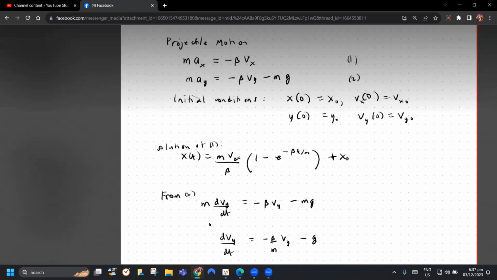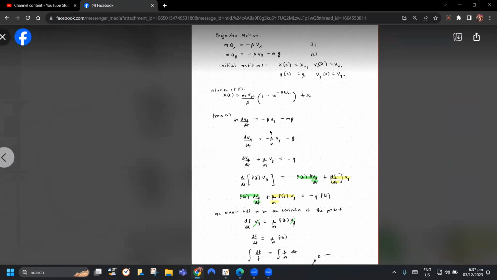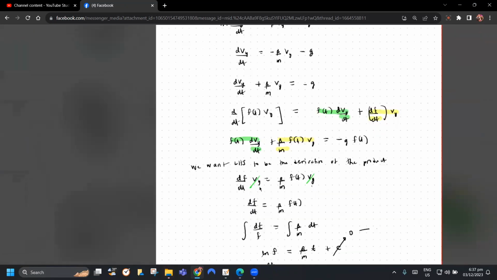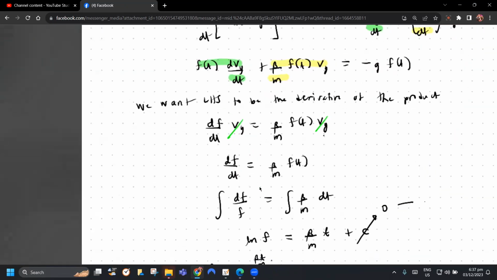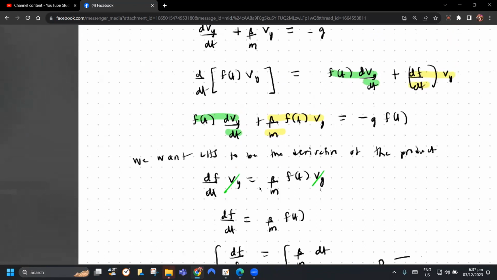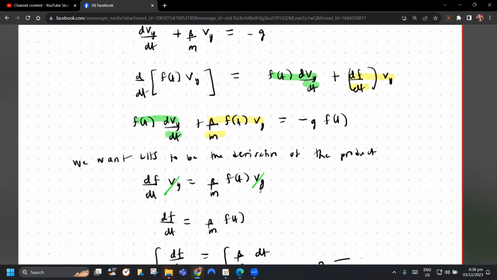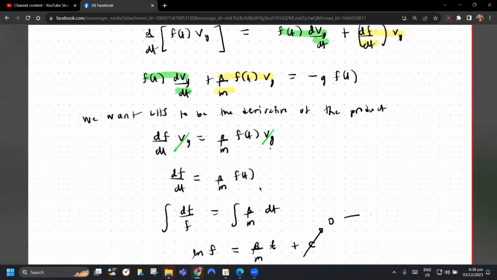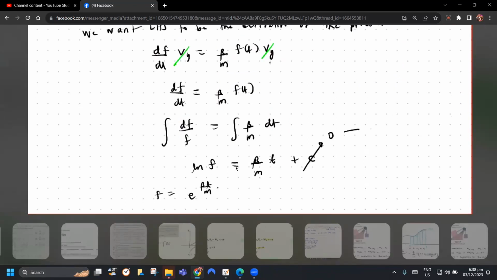Actually lumalabas yan sa, kailan ba lumalabas yan? Physics 121. So usually lumalabas yan sa third year na mechanics course. Doon nagpapakita yan.